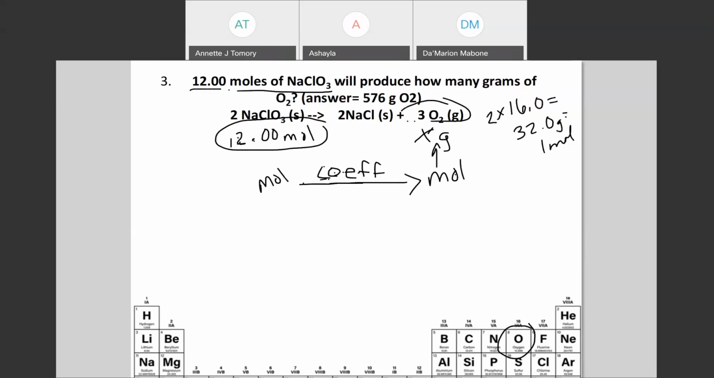It's 32 grams per mole, right? Yeah. So we're going to go from moles to moles using the coefficient, and then moles to grams using the molar mass. So what's our starting point? The 12 over 1. 12.00 moles of the NaCl3 over 1.